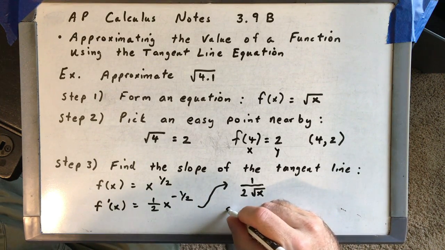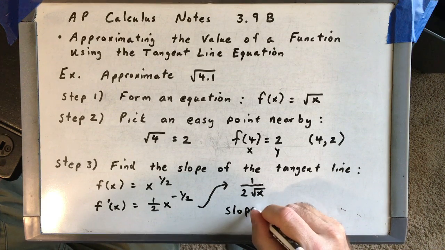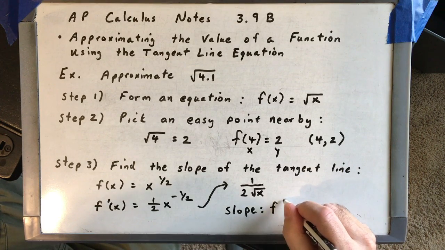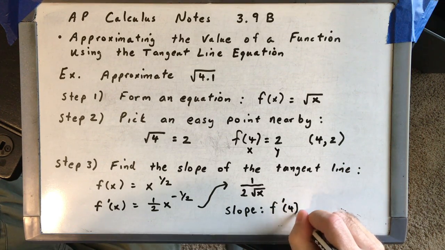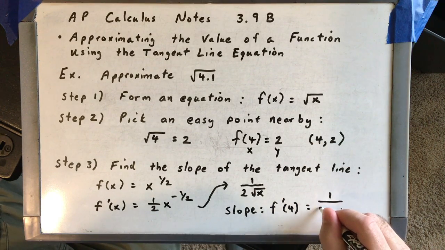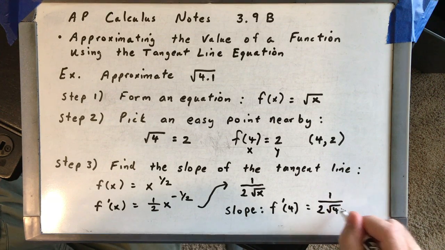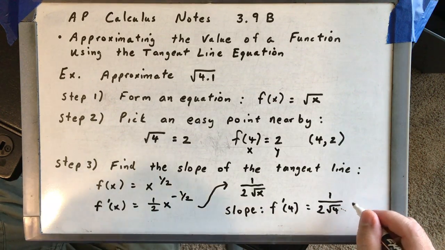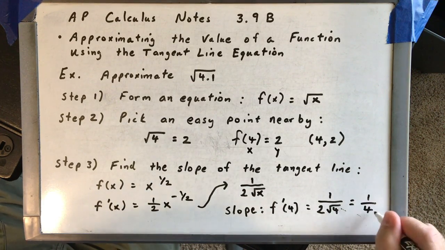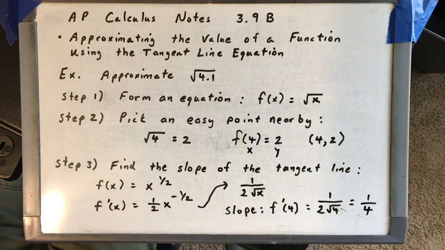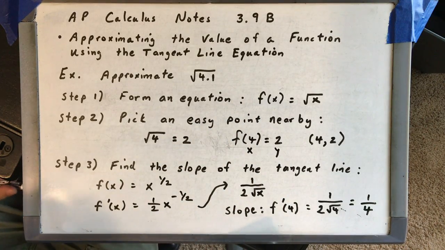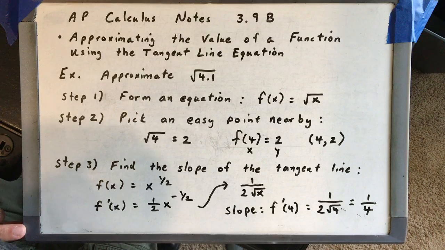So our slope is going to be f prime of 4, our x value, right? We're plugging in the x value. So that's 1 over 2 times the square root of 4, which is 1/4. All right, so our tangent line slope is 1/4. Now I got to erase a lot of this and go to our next step, so pause the video if you'd like, to get caught up.